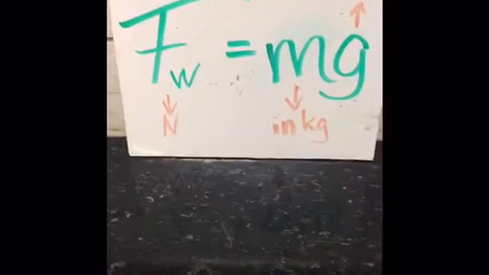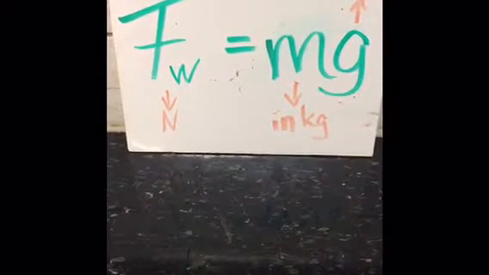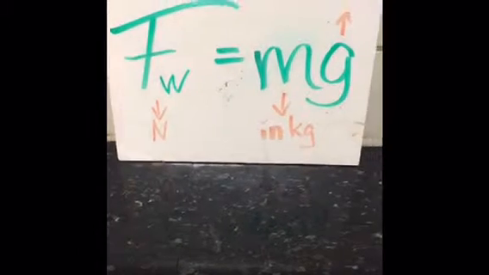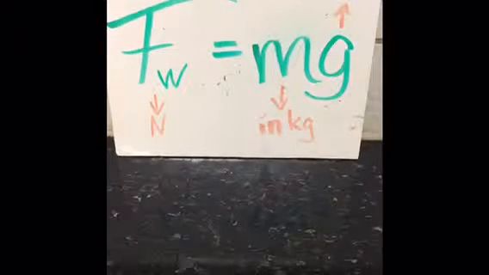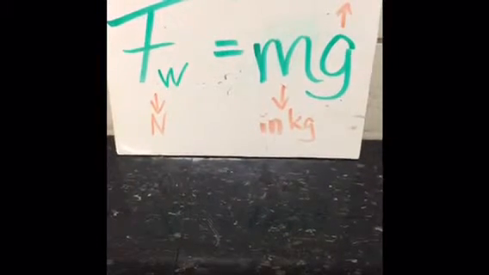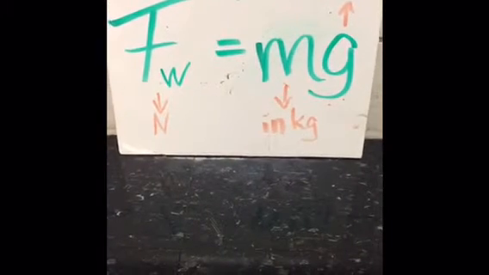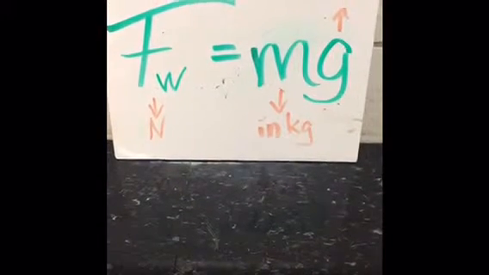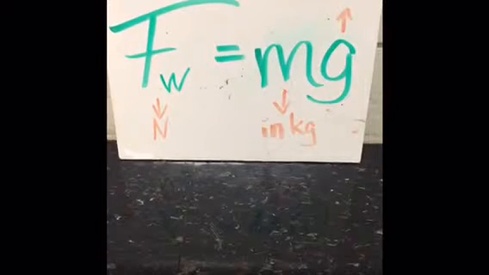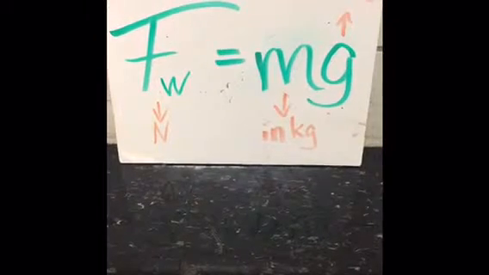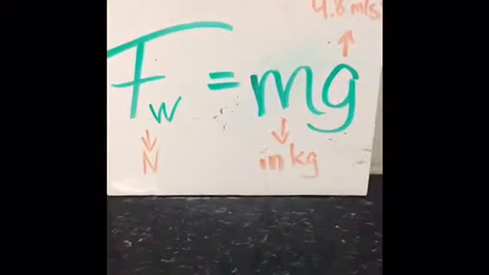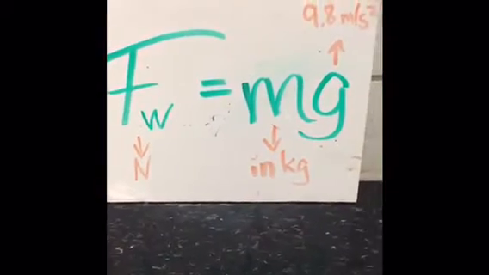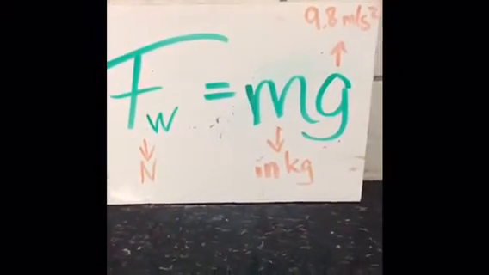For this law, we can also use F sub W is equal to m times g, where g is the force of gravity and F sub W is the force of weight. In this equation, the units we will use is newtons for force of weight. Mass, we will still use kilograms. And for g, we will use 9.8 meters per second squared.